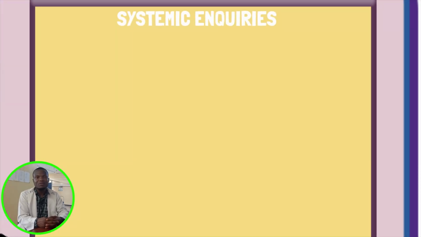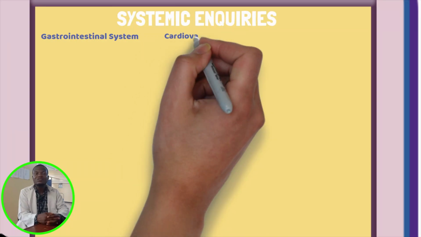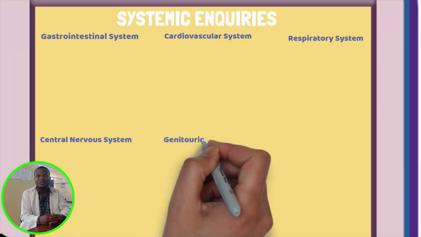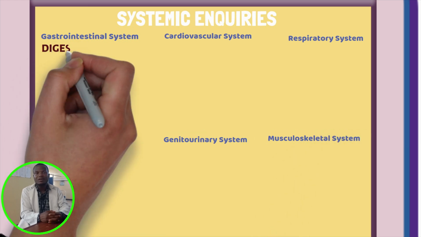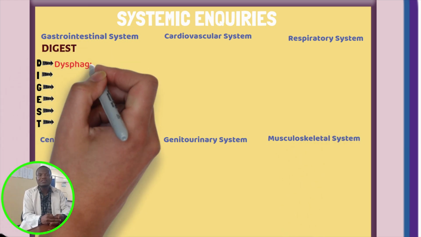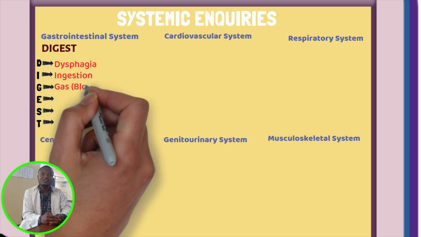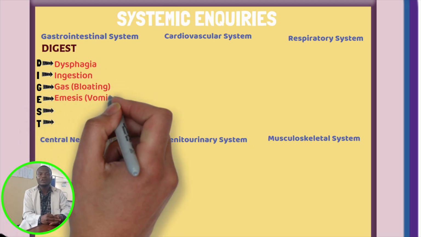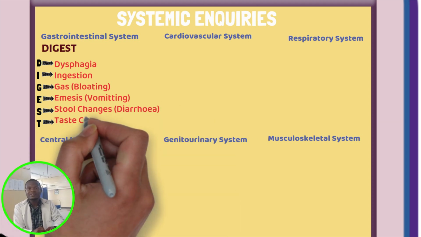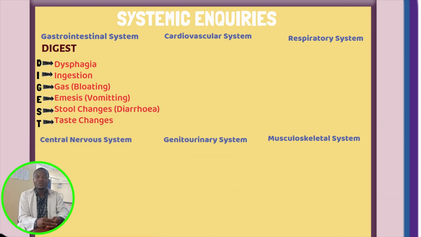Now you move on to the systemic enquiries. For the systemic enquiries, you usually group it into the 6 main systems. That's the genitourinary system, the gastrointestinal system, the respiratory system, the central nervous system, the musculoskeletal system, and the cardiovascular system. For the gastrointestinal system, you will use the mnemonic DIGEST, which is D for dysphagia, I for indigestion, G for gas, that is bloating, E for emesis, S for stool changes, and T for taste changes.